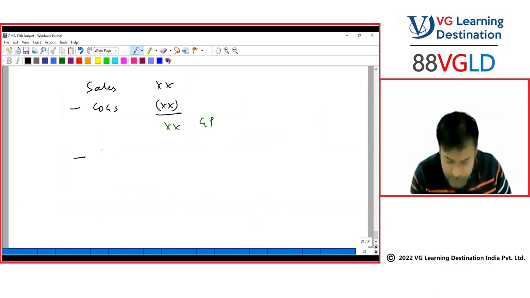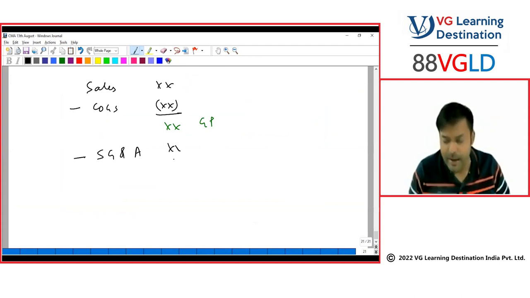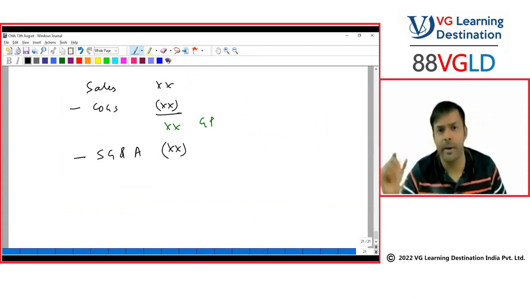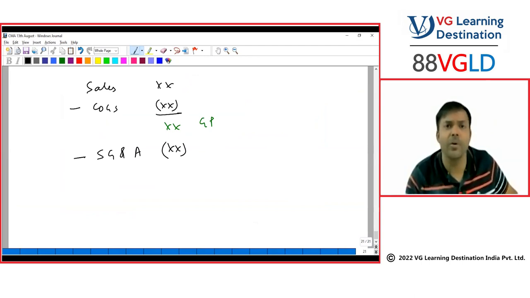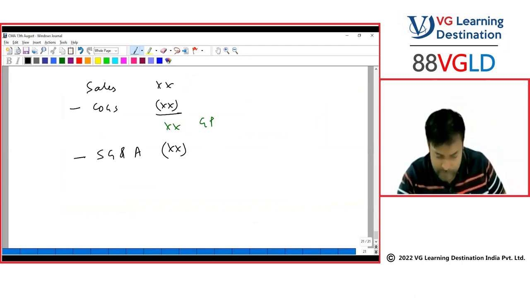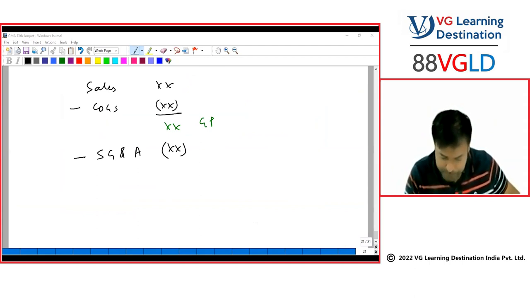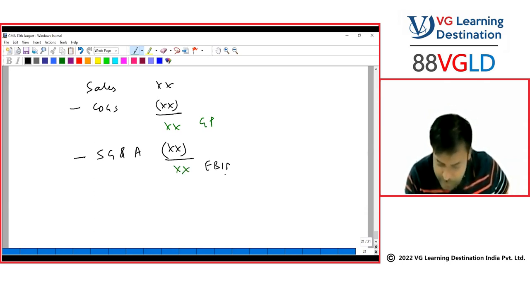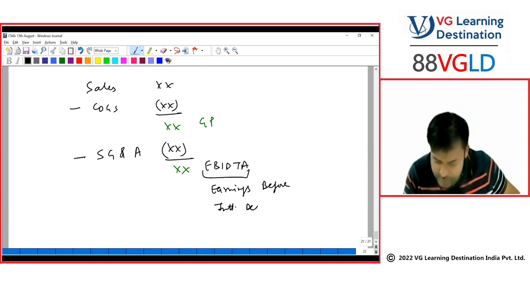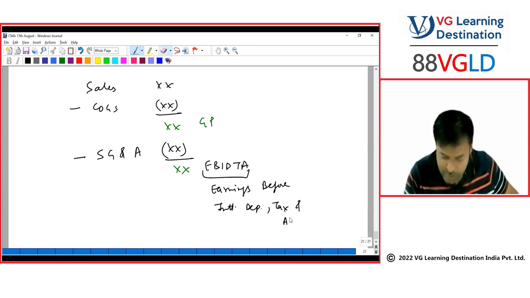From gross profit, I'm going to reduce SG&A: selling, general, and admin expenditure. Any kind of sale you are doing, commission you are paying, marketing you are doing, rent you are paying, everything is going to come under SG&A. Are we good? From this, we are going to get EBITDA. What is EBITDA, everyone? Earnings before interest, depreciation, tax, and amortization. Or rather, you can say amortization and tax.